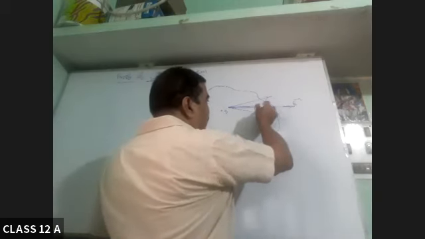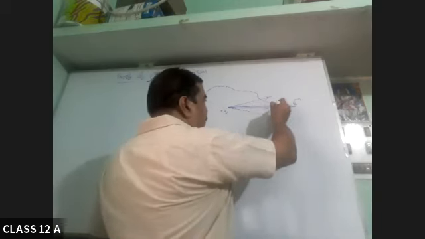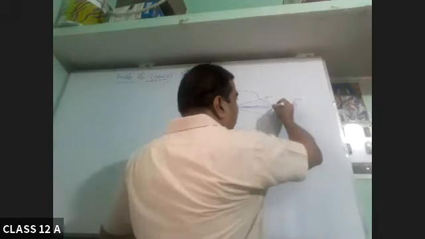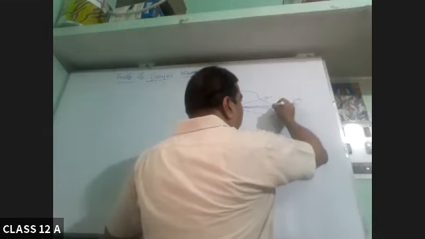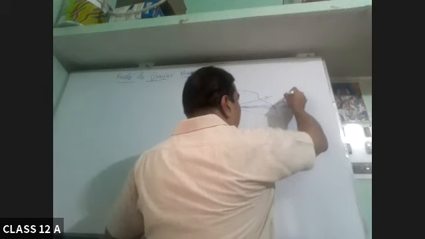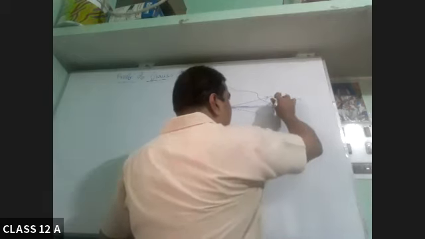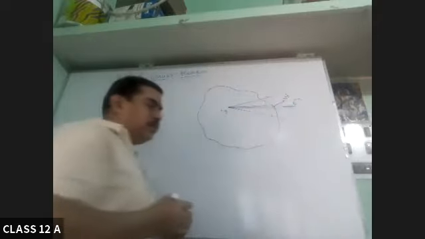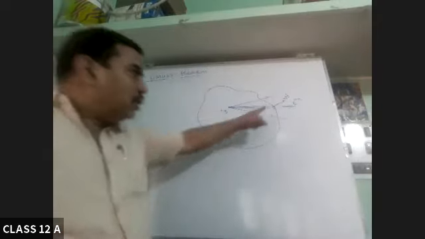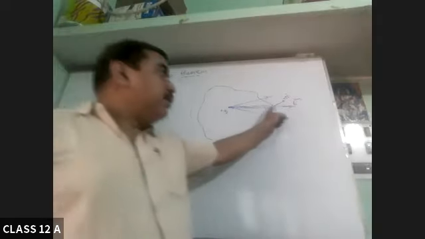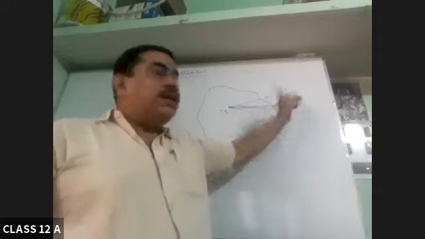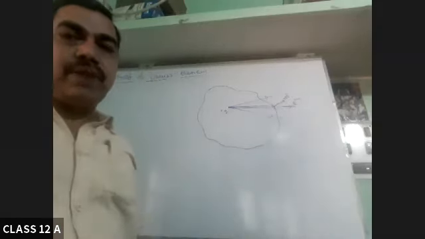Now, suppose this surface is ds or delta s, and the area vector will be in this direction. This delta s will be a vector in this direction. So it is little inclined. The electric field intensity is in this direction, whereas the area vector is in this direction. They are not in the same direction.